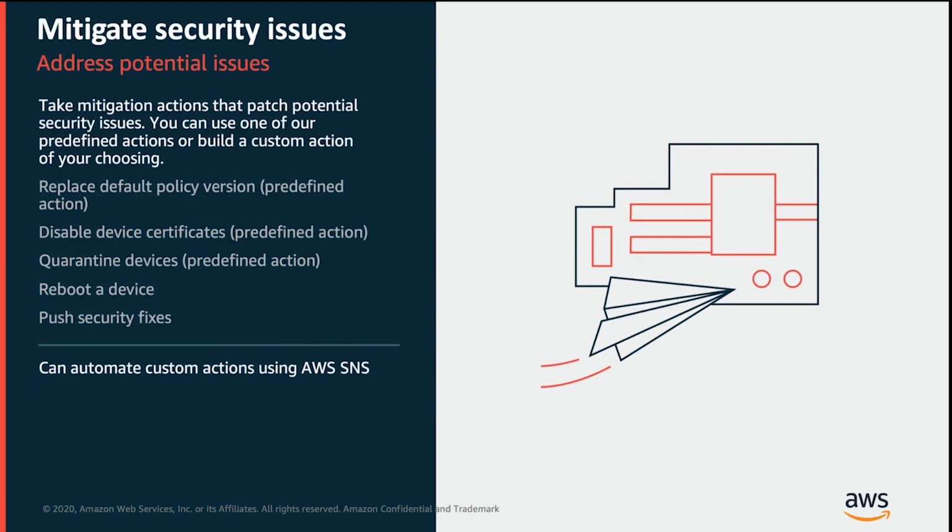Another option to deal with non-compliant results is applying a mitigation action to address them. Mitigation actions can help you tackle potential issues and solve security-related or operational anomalies without any development. They are suitable for common use cases such as replace default policy version, disable device certificates, or enabling valid logging settings.